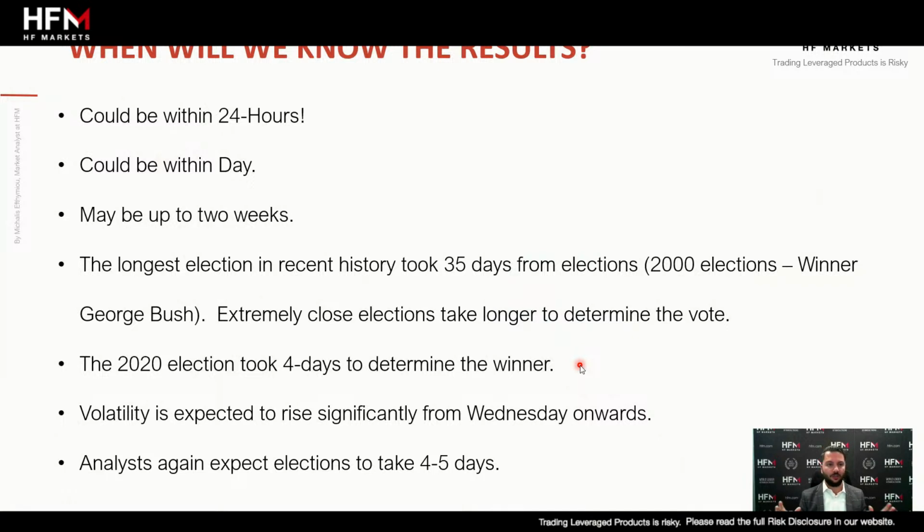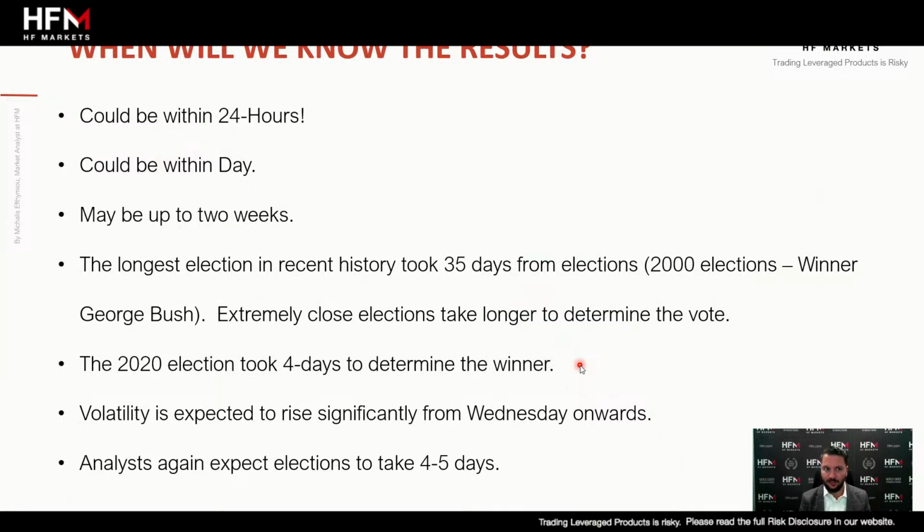Now, to answer the question, when we will know the results, the main volatility and the main results, ladies and gentlemen, are likely to take place on Thursday. By Thursday, a lot of the states will have confirmed who's likely to have been voted as president, and we're also likely to get at least 2, 3 of the swing states.